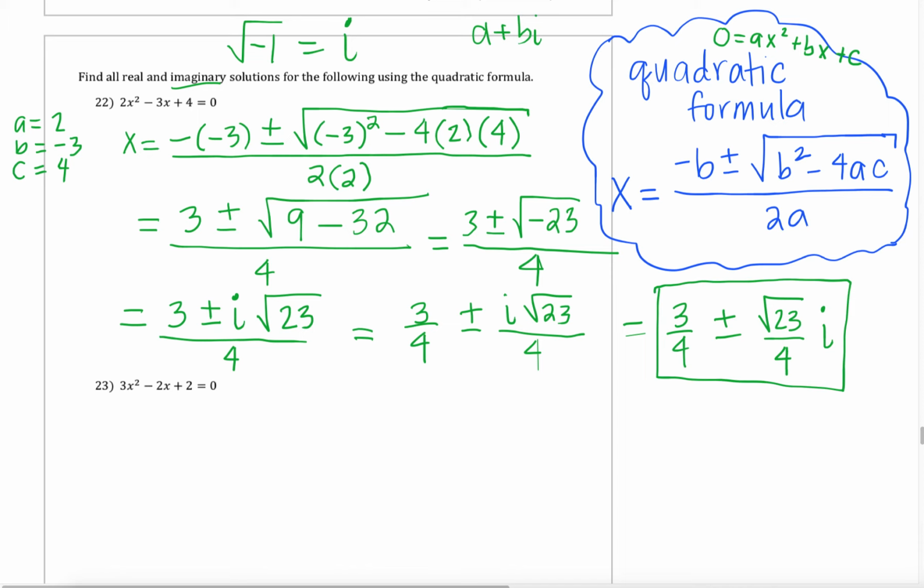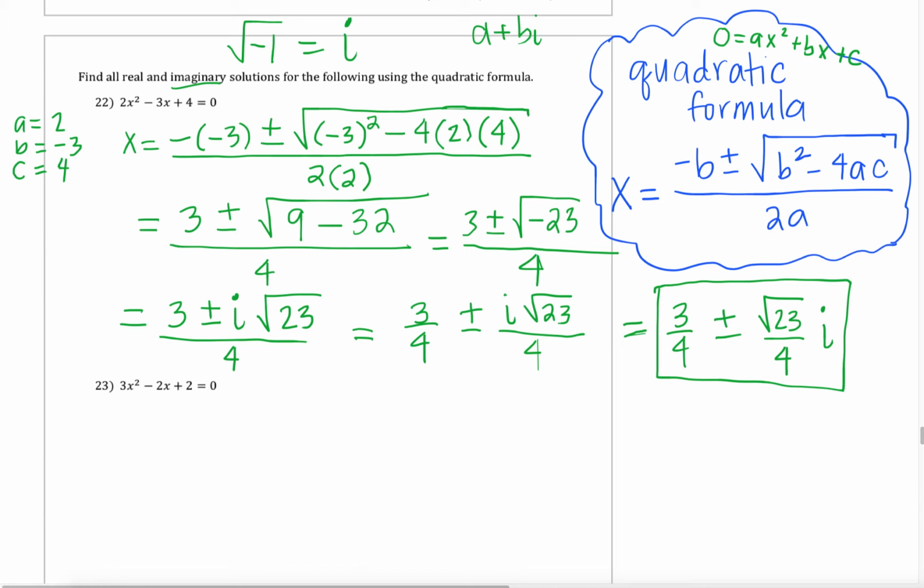And notice we do get two answers out of this. We get 3 over 4 plus the square root of 23 over 4 times i, as well as 3 over 4 minus the square root of 23 over 4 times i. And what's neat about these is we're actually getting complex conjugates as all of our answers, since I have the plus imaginary part and the minus imaginary part on that solution as well.